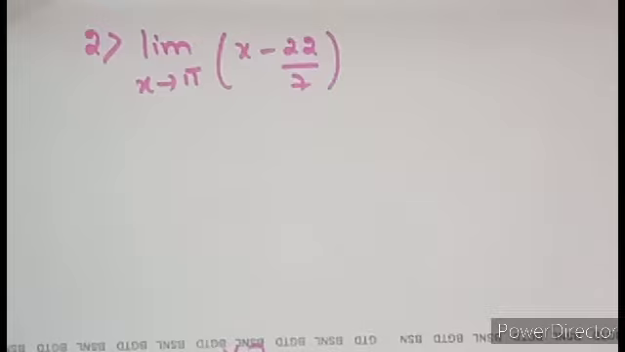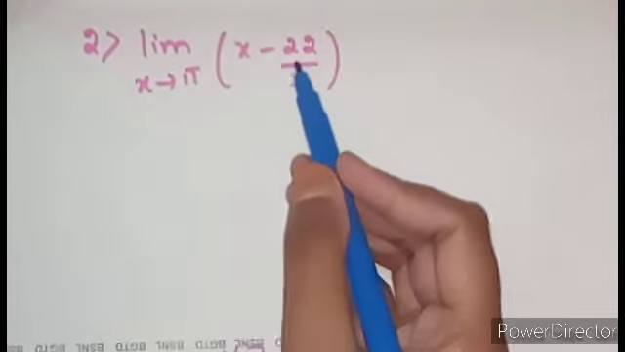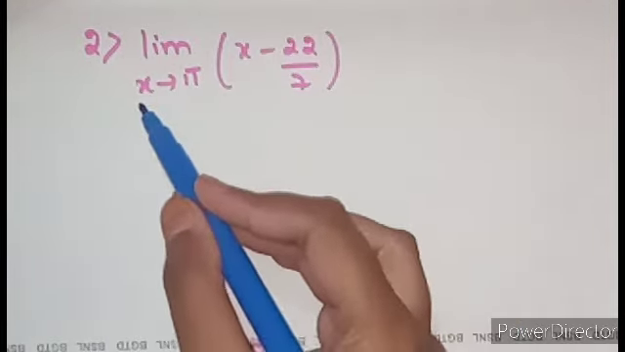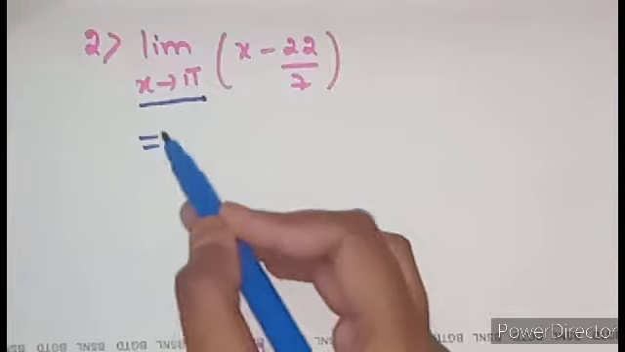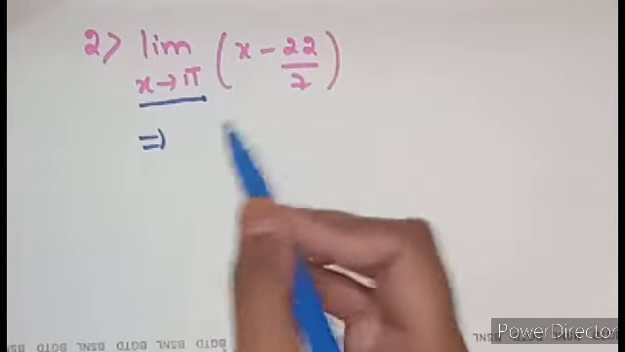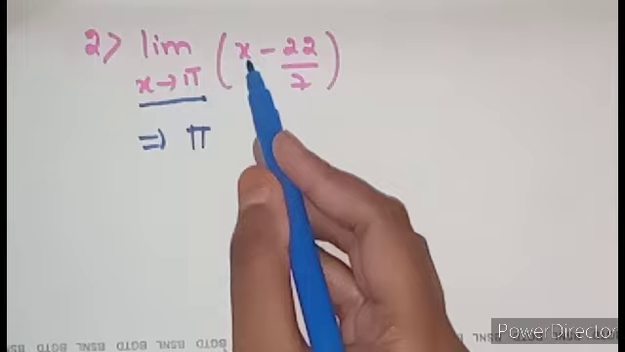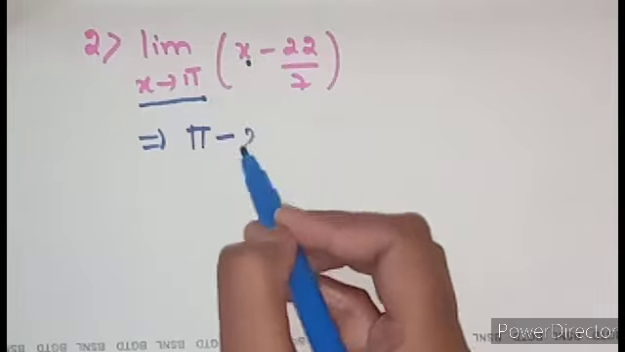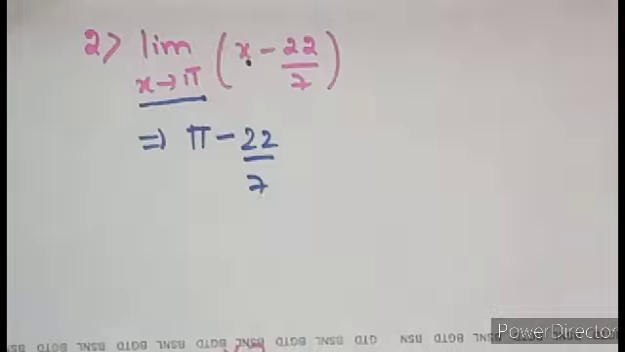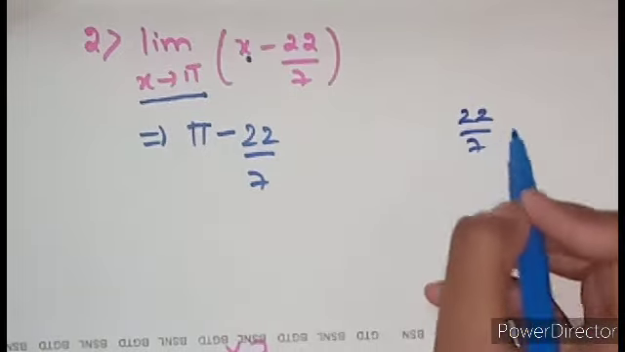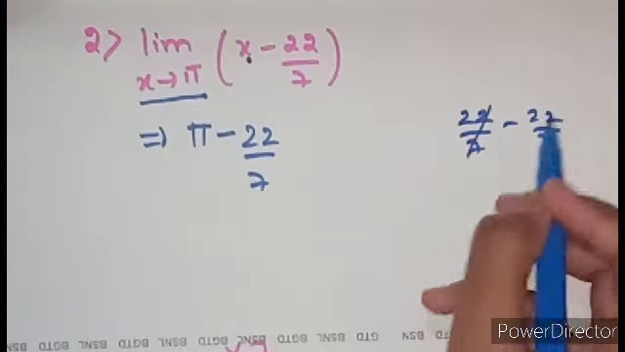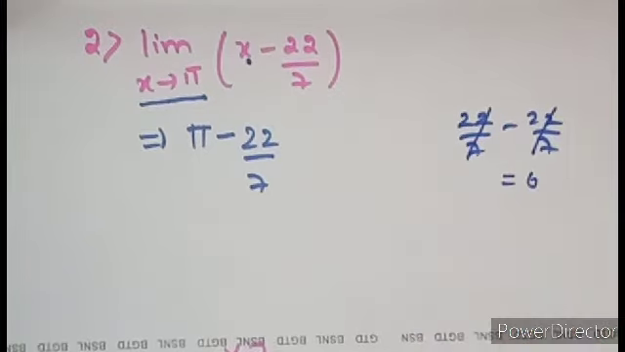So the second problem is limit x is tending to pi, x minus 22 by 7. So here x is tending to pi, right? So we have to substitute pi in place of x. Put pi minus 22 by 7 as it is. Some students will think the value of pi is 22 by 7, right? So they will substitute 22 by 7 minus 22 by 7, and 22 by 7 gets cancelled. So they will think they will get answer as 0. But this is not the correct answer.